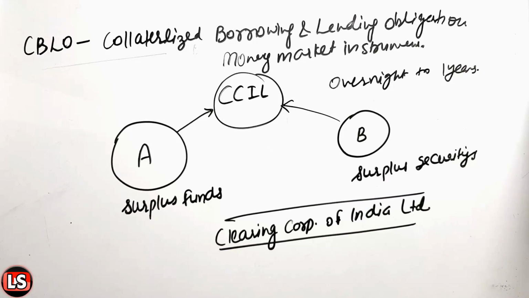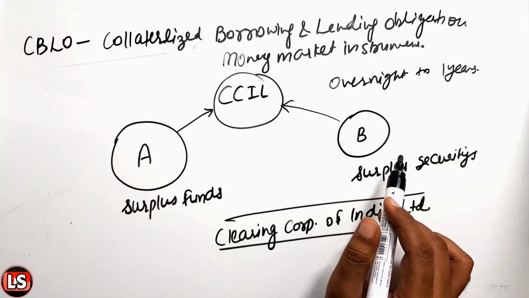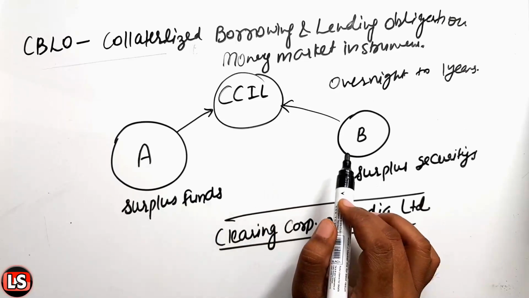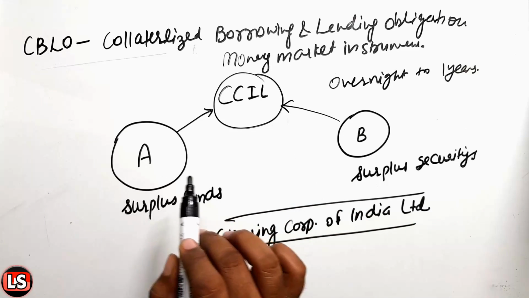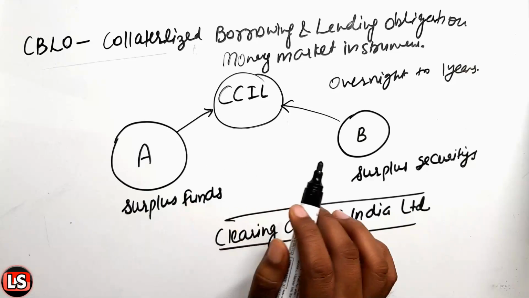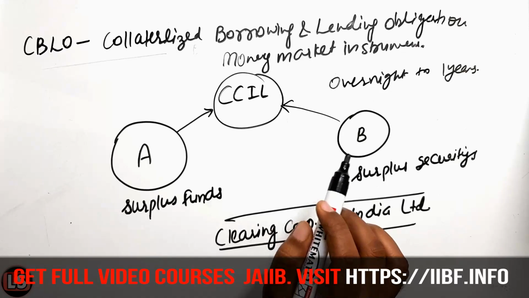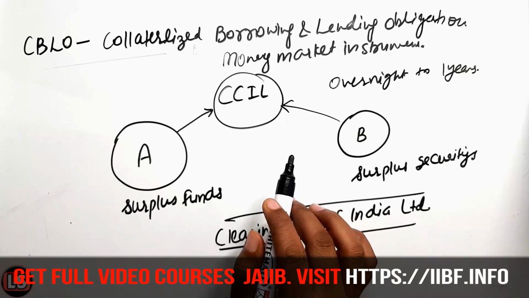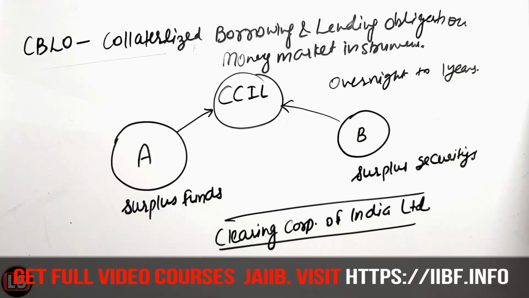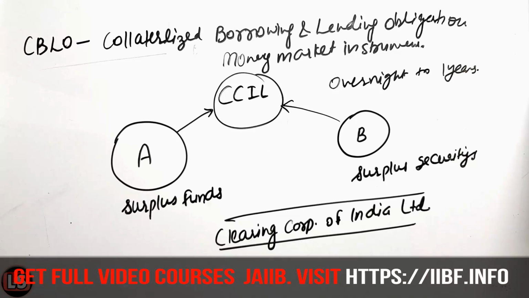The participants that we mentioned here as A and B can be commercial banks, PDs that are primary dealers, insurance companies, mutual funds, financial institutes, and NBFCs, that is non-banking financial companies. So important to know about CBLO is that identity is not disclosed by the CCIL, and that these lendings are backed by the securities.